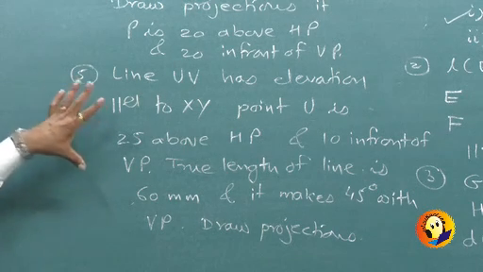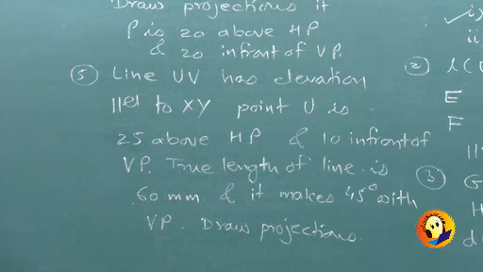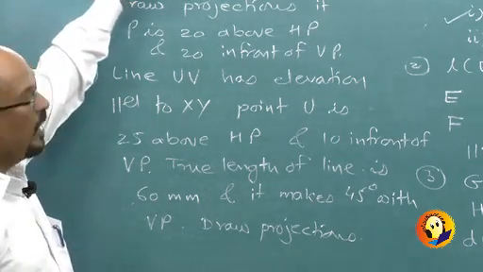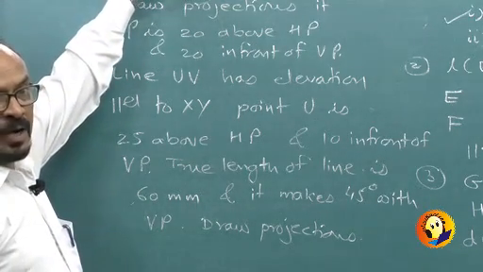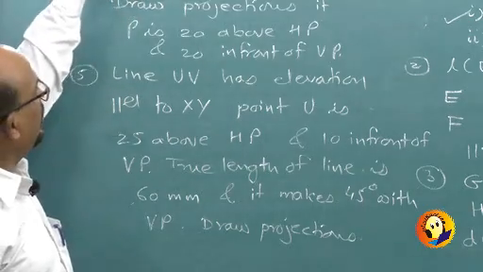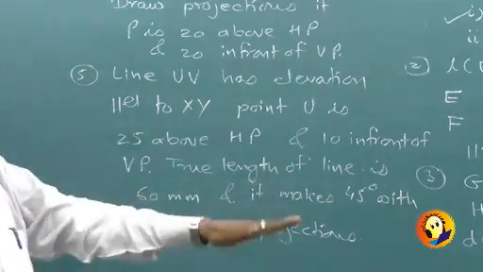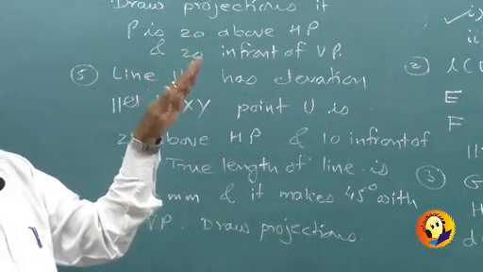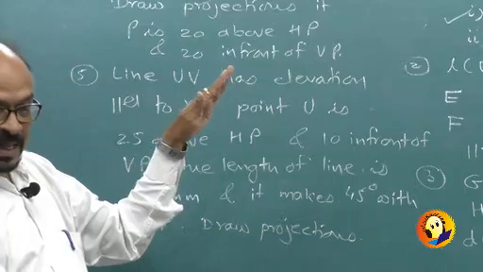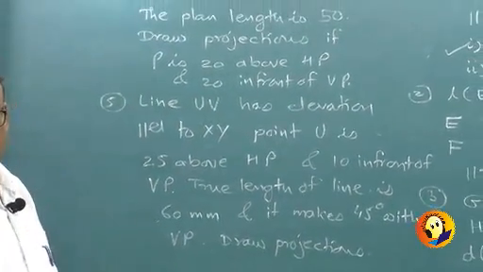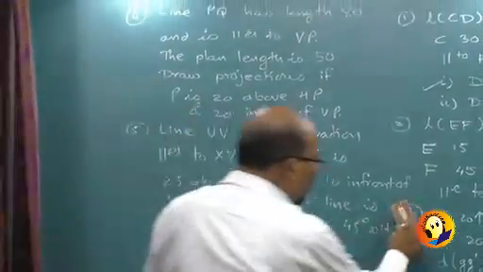I am not going to give any clue for this. There are all the wordings which will be converting themselves into something else. Like line has length 80 parallel to VP. If line is parallel to VP, plan is parallel to XY. True length will be seen in elevation. Plan length is 50. See, we used to rotate the elevation to get the plan length. Now it is the other way around. Plan length is given. Onto that you will have to rotate the elevation.